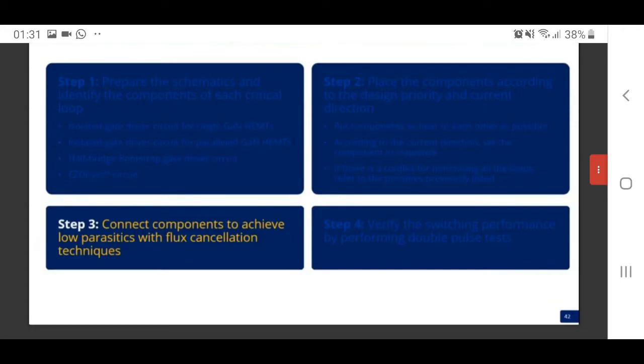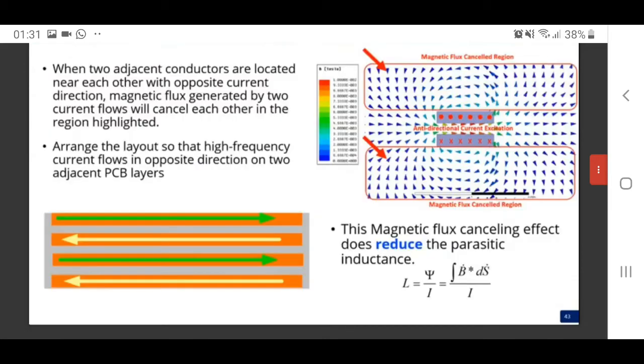Then step 3 is to connect the components with the magnetic flux cancellation technique to minimize the stray inductance. So what is the technique of magnetic flux cancellation? As you can see in the picture on the right, the current directions on the two adjacent layers are opposite to each other. According to the Ampere right-hand rule, we can figure out the direction of the magnetic flux generated by the two conductors. And in the highlighted region, the magnetic fluxes generated by the two currents cancel each other.